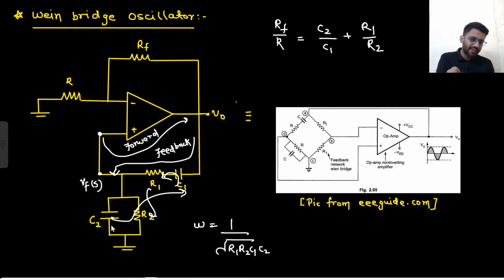So what did you do? You started from C2, you went to C1, then plus R1 divided by R2. This is the method to remember. This is how I remember it.